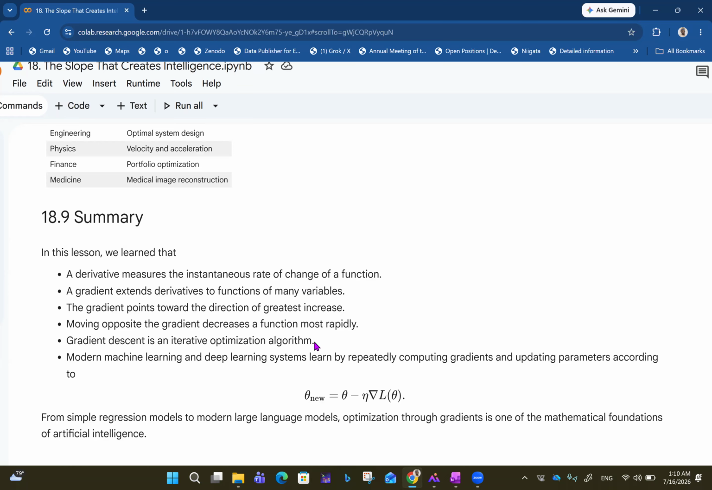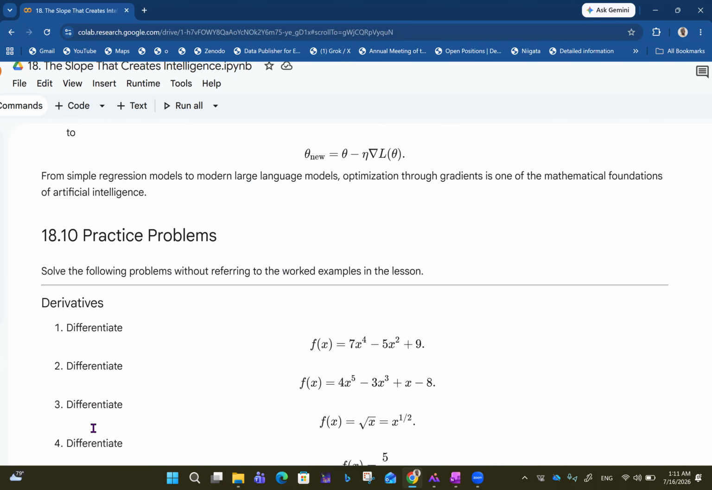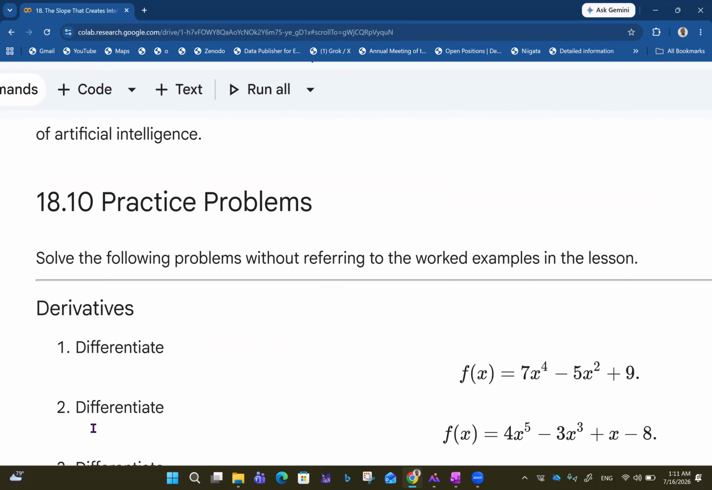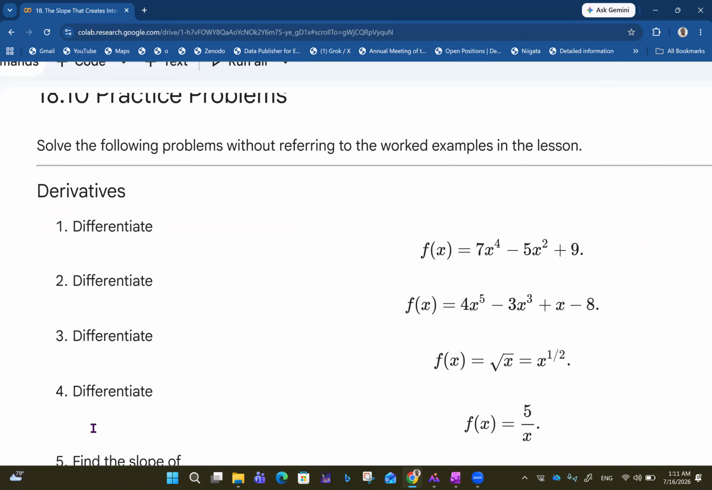Gradient descent is an iterative optimization algorithm. And modern machine learning and deep learning systems learn by repeatedly computing gradients and updating parameters according to theta new equals theta minus learning rate times the gradient of the loss function. So from simple regression models to modern large language models, optimization through gradients is one of the mathematical foundations of artificial intelligence. So, we come to our practice problems as usual.